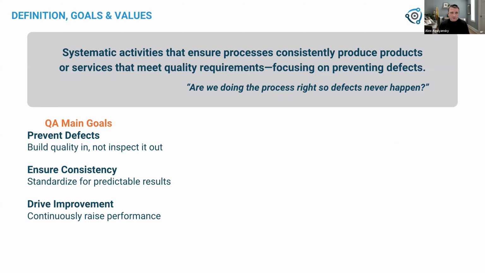So the main goals of quality assurance, I mean, there are a lot of them, but I want to focus on these three. First of all, of course, prevent defects. The how part is the next question, but it is to prevent defects and not to inspect them and find them, right? Of course, it ensures consistency, and whether in manufacturing, software engineering or any other industry, we all want predictable results of what we produce, either product or services, and drive improvement.